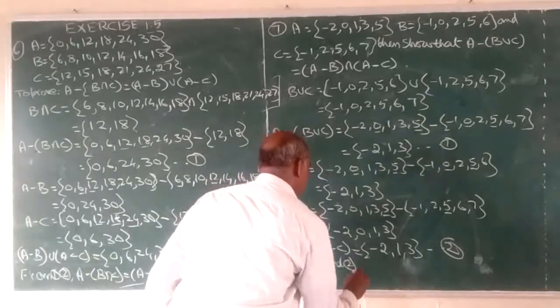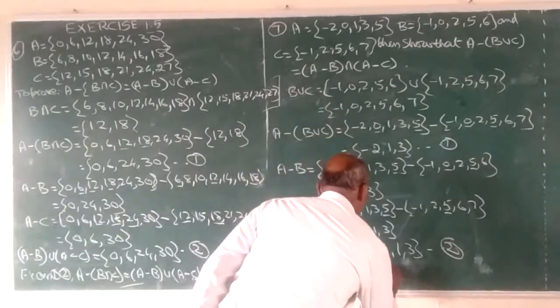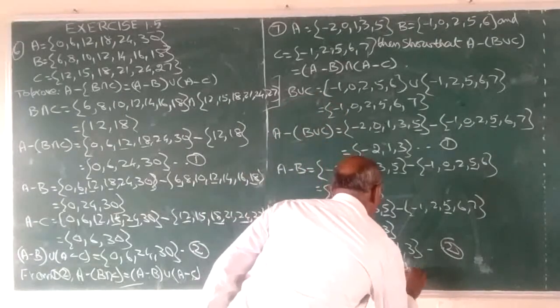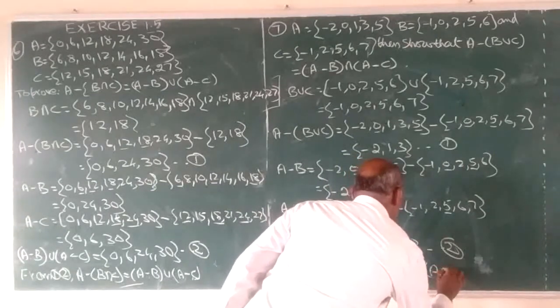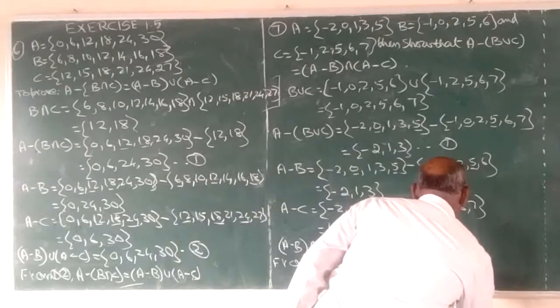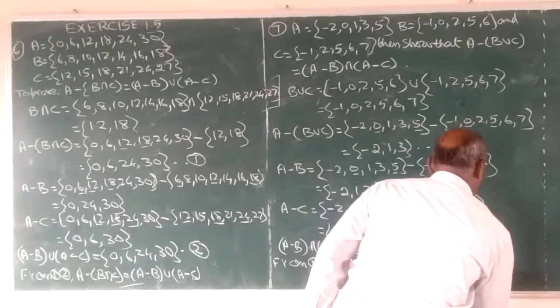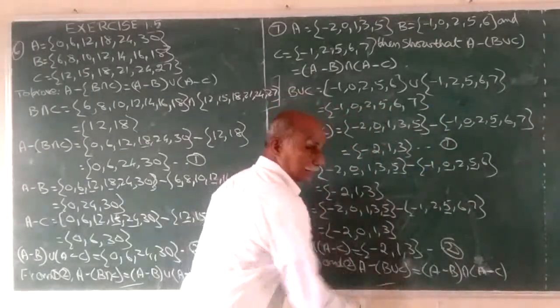we conclude A difference B union C equals A difference B intersection A difference C. So we verified one more law from this problem.